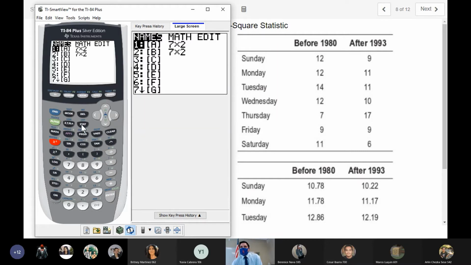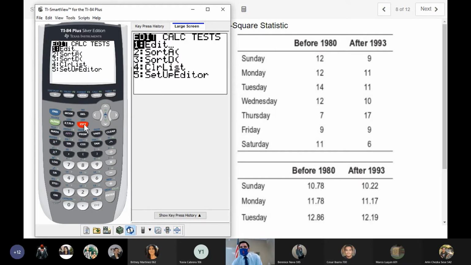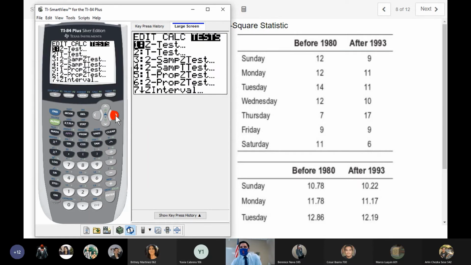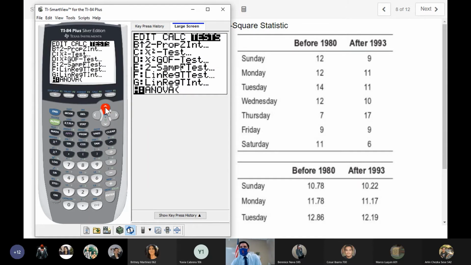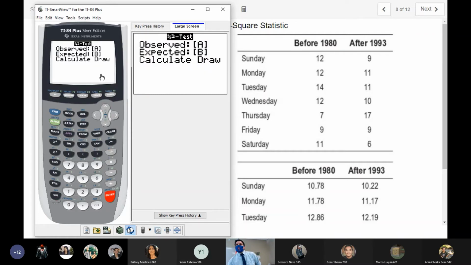So we will go to stat. We'll go over to tests. We'll do the chi-square test. Our observed is matrix A, expected is matrix B. It's already in there that way. Your calculator will default to use A and B unless you've put something else in there in the past. So it should just be set up to A and B already. We'll go to calculate and enter.